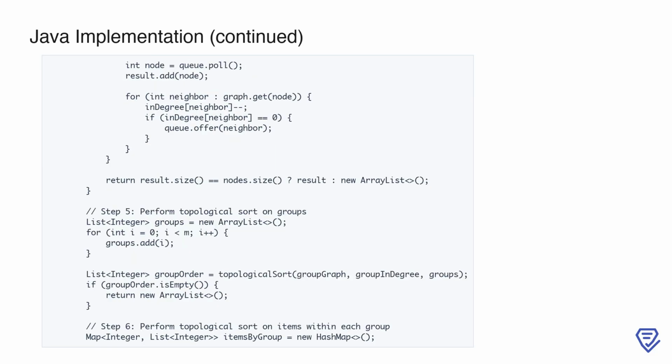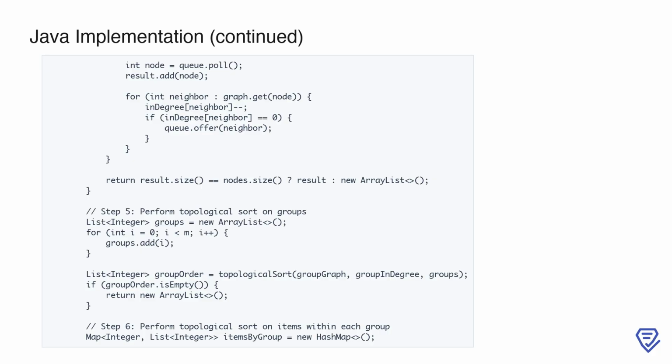The topological sorting function checks for cycles by comparing the size of the result to the expected number of nodes. If the sizes do not match, it indicates that a valid ordering is not possible, and we return an empty list. Otherwise, we return the sorted order of nodes. With this function in place, we perform a topological sort on the group graph to determine the order in which groups should be processed. If the group order is invalid, meaning there are cyclic dependencies among groups, we return an empty list as the overall result.